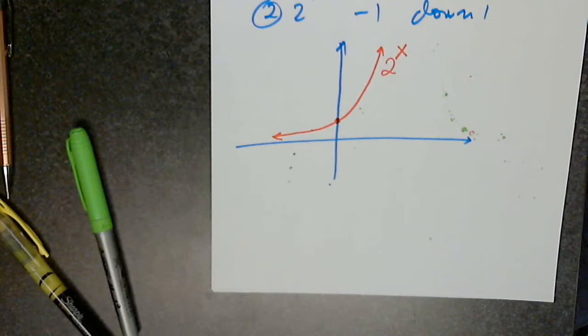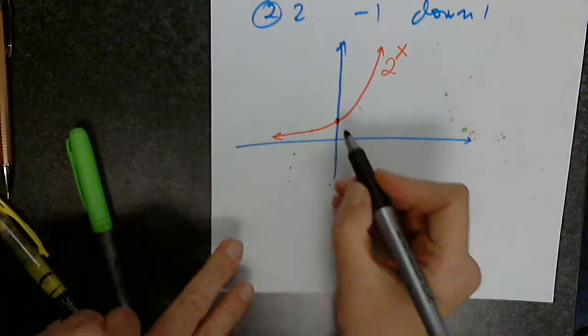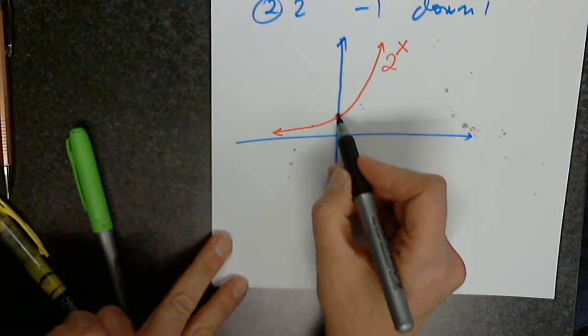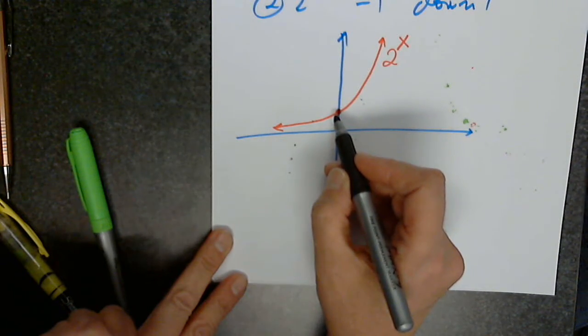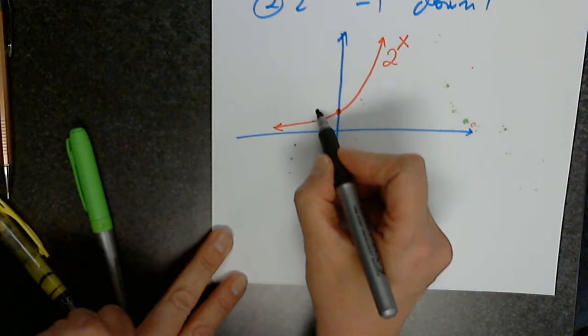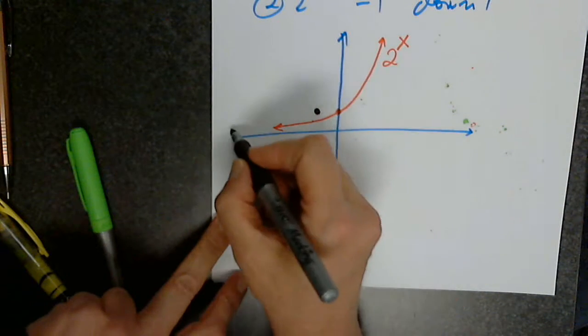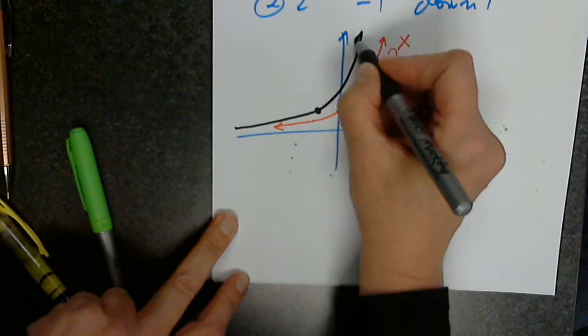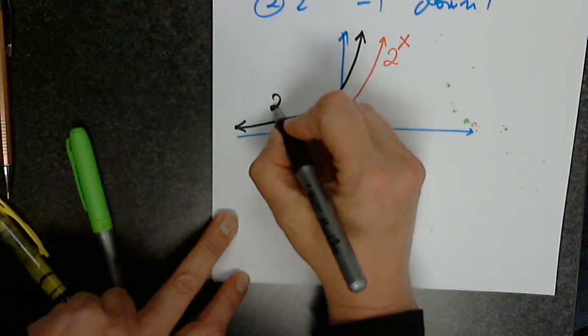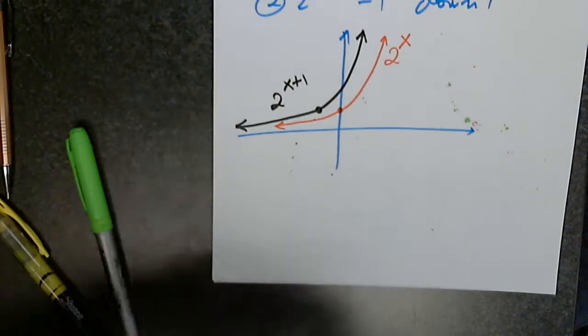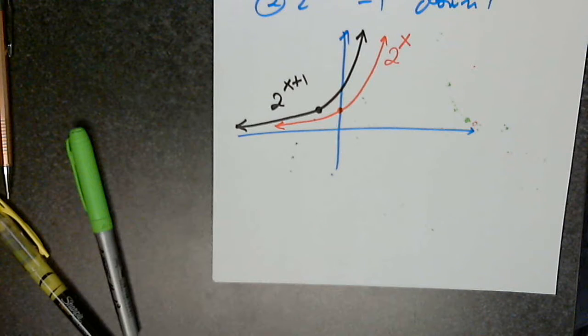You told me to shift this graph where? To the left one. This point from 0, 1 will move where? Exactly, negative 1, 1, correct? So then this is the new graph, which is 2 to x plus 1. Then you told me to do something else to this.